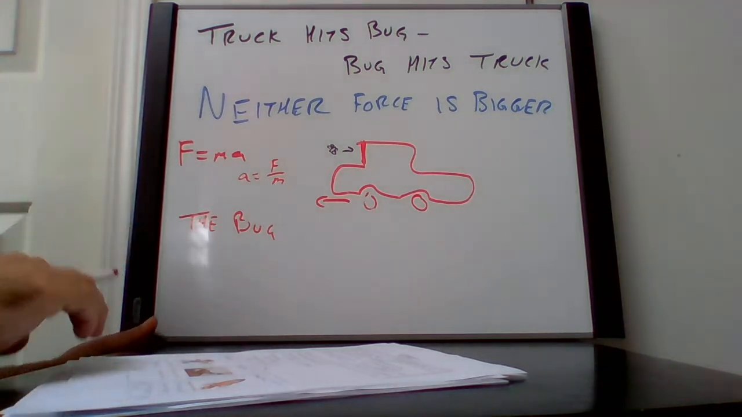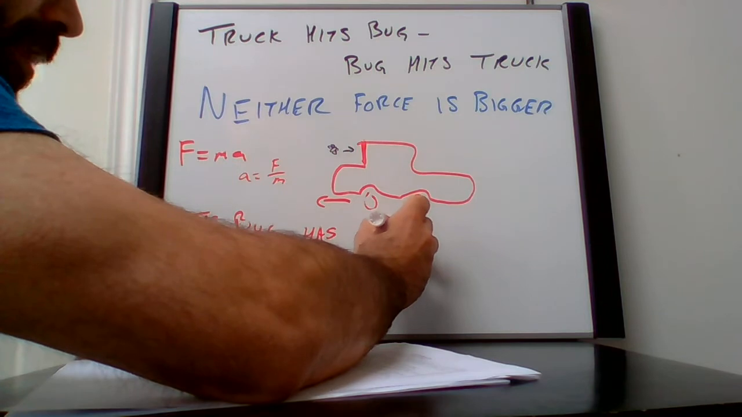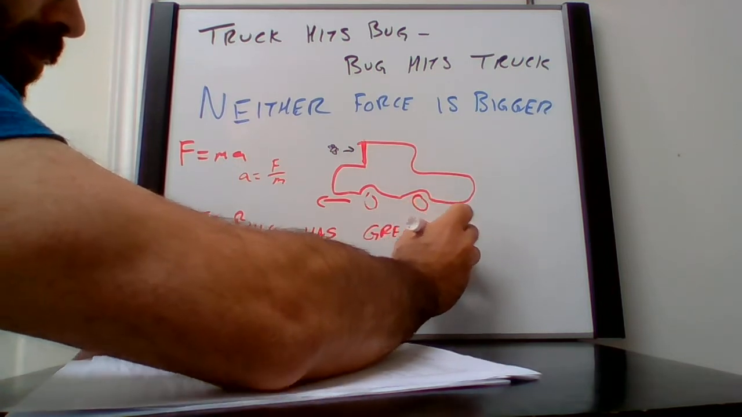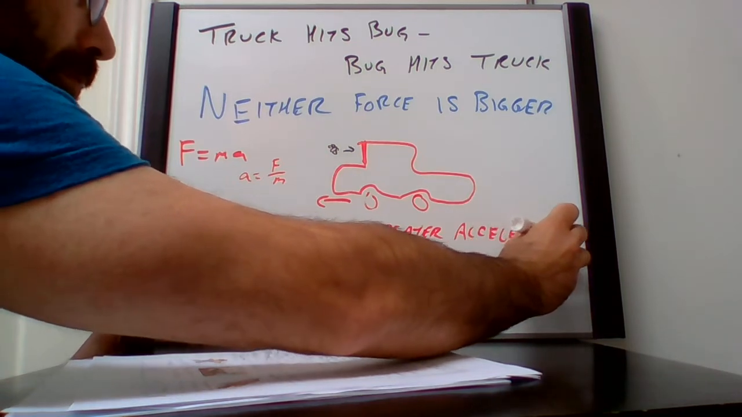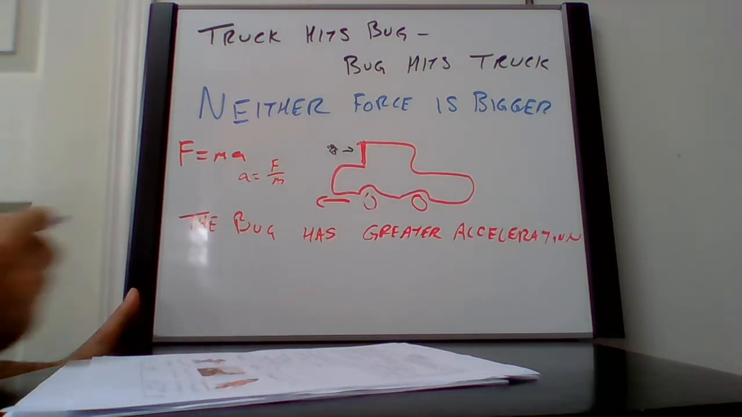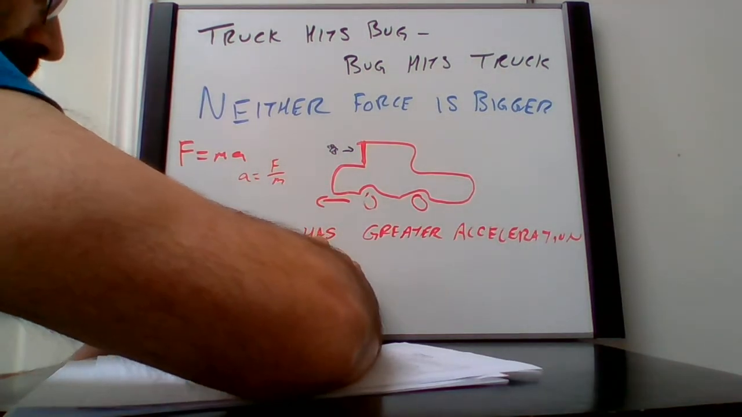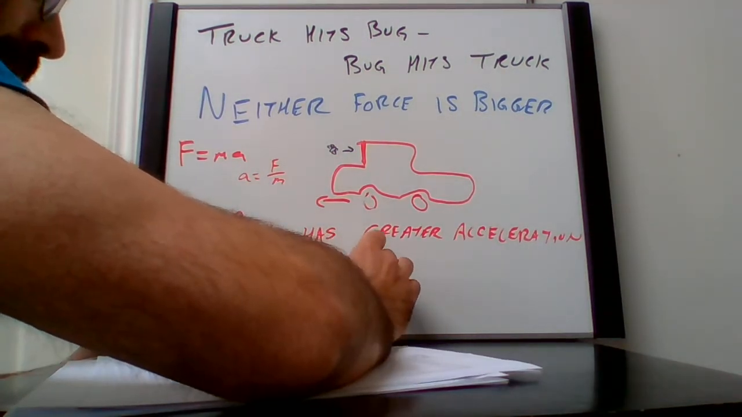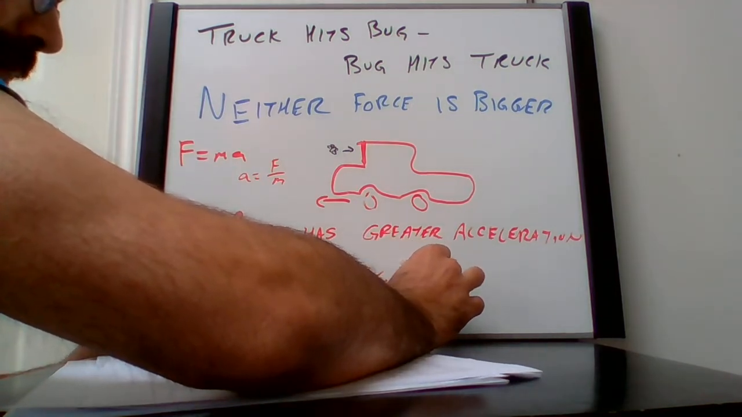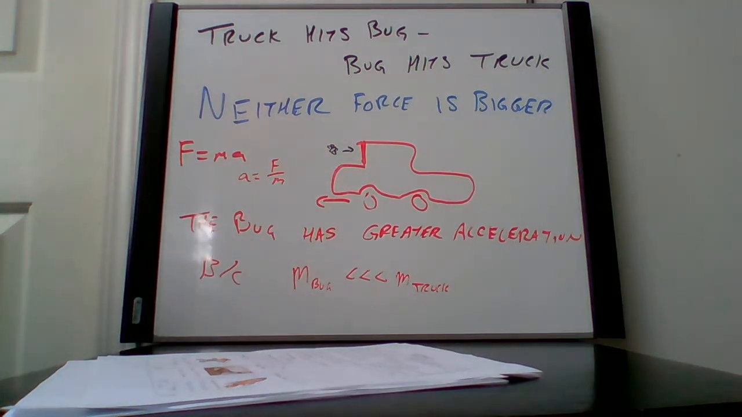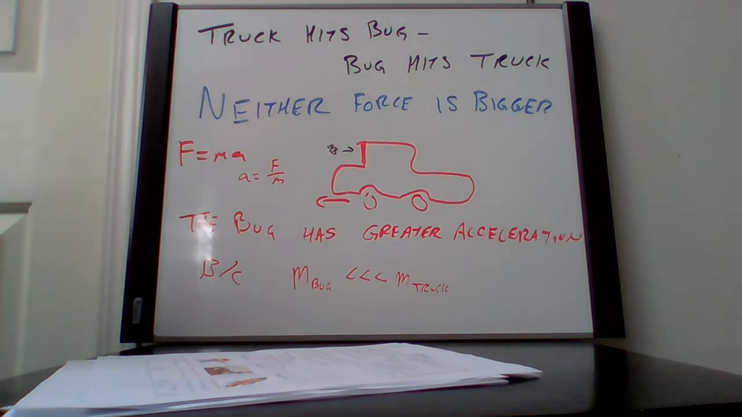bug. Okay, so the bug has greater acceleration. Okay, the bug has greater acceleration because the mass of the bug is much less than the mass of the truck. Okay, and so that's why we see more of an impact on the bug than we do on the truck.